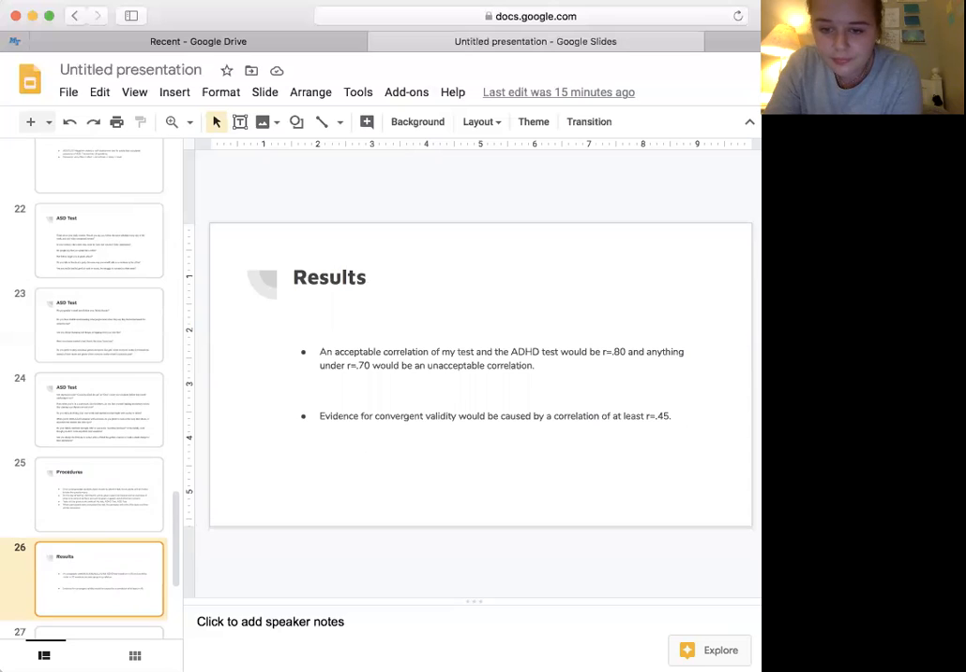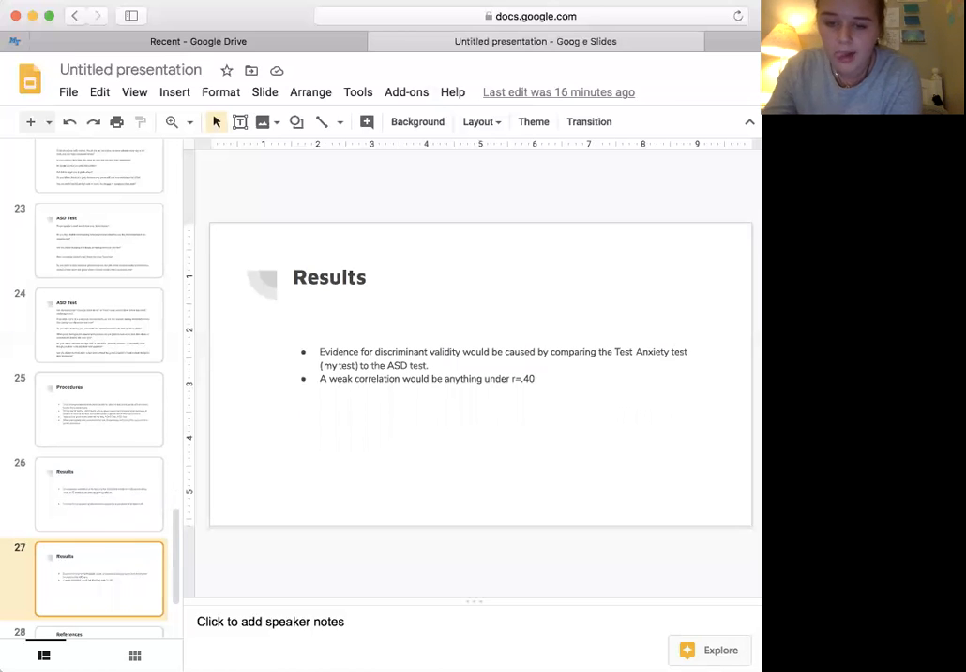Results. An acceptable correlation of my test and the ADHD test would be 0.80, and anything under 0.70 would be an unacceptable correlation. Evidence for convergent validity would be shown by a correlation of at least 0.45. Evidence for discriminant validity would come from comparing the test anxiety test, or my test, to the ASD test. A weak correlation will be anything under 0.40.